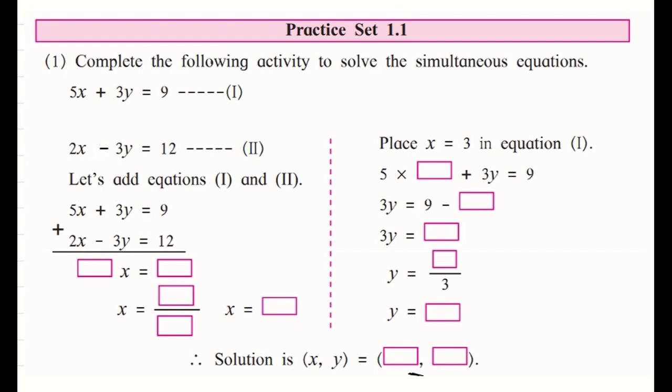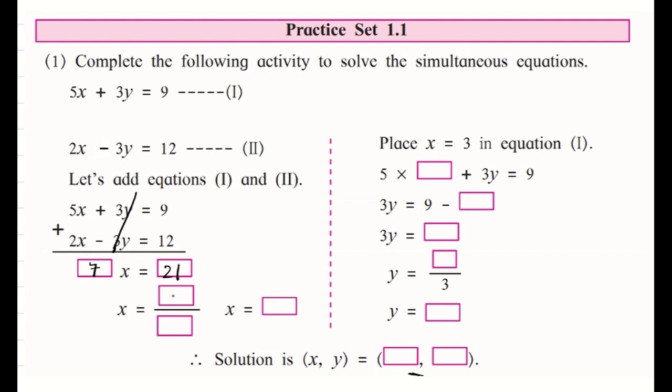Okay. So here 5x plus 3y equals 9. This is your equation number 1. 2x minus 3y equals 12. This is your equation number 2. Step given is let's add equations 1 and 2. So now add them. Here plus 3 and minus 3 will get cancelled. So we are left with 5x plus 2x, that will become your 7x. 9 plus 12 is 21.